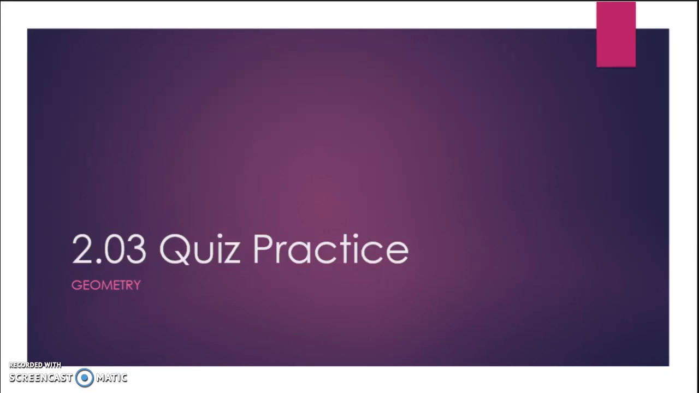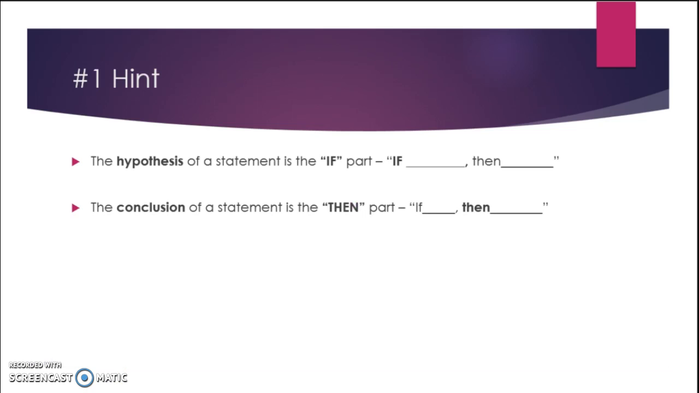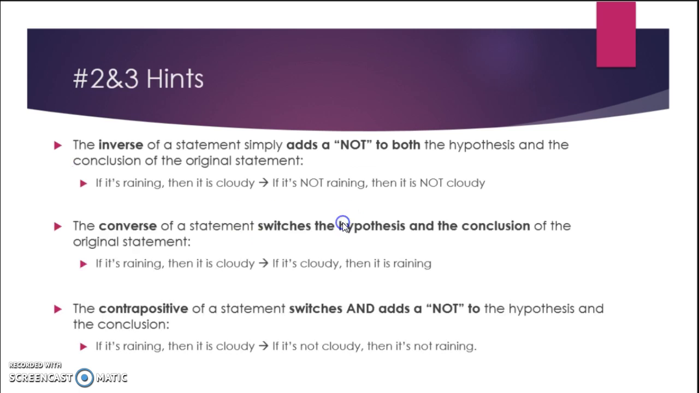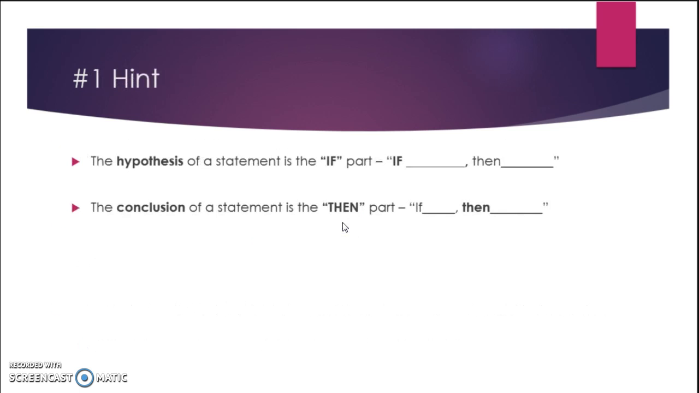Today we're going to go over the 2.03 quiz, some hints and some examples to help you be successful on this quiz. So a hint for number one, you need to remember that the hypothesis of a statement is the if part of the statement, whereas the conclusion is the then part. So the hypothesis is the if part, and the conclusion is the part that follows the then of the statement.